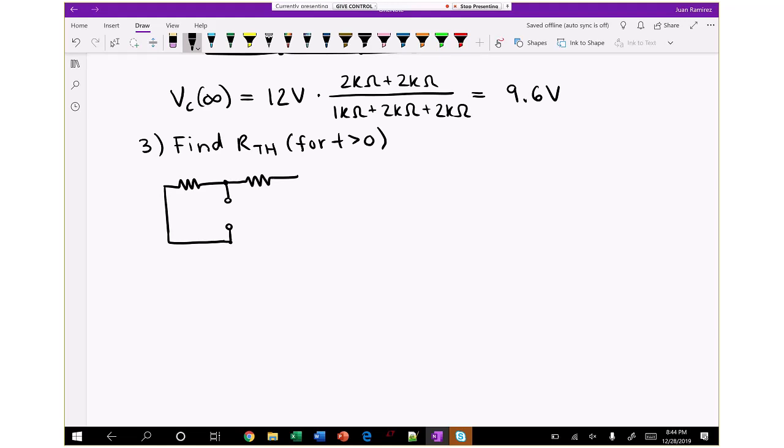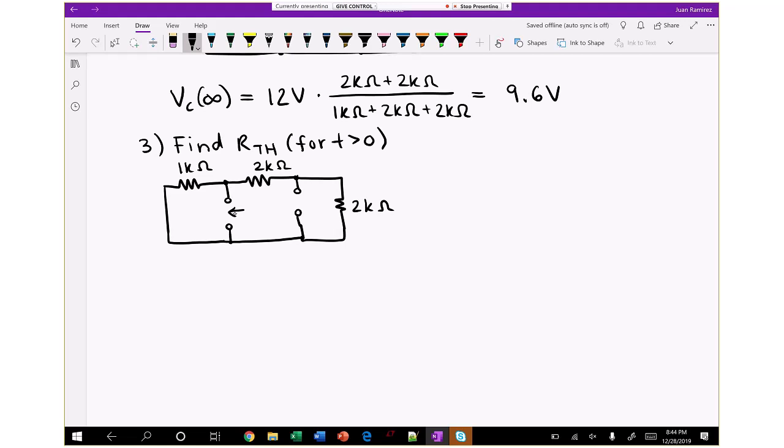We have our 2K ohm. Again, we don't consider, so we're looking at it for time greater than 0. So the switch is open at this point, so we don't consider that 8 volt and 2K ohm. And now we have another resistor here. So that's a 2K ohm, 2K ohm, and a 1K ohm.